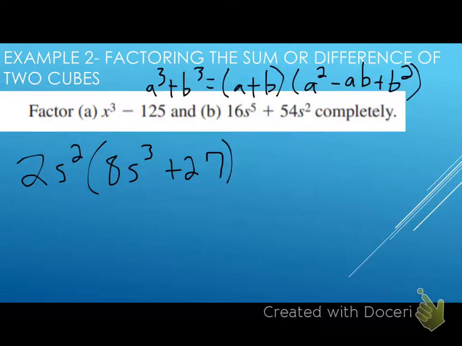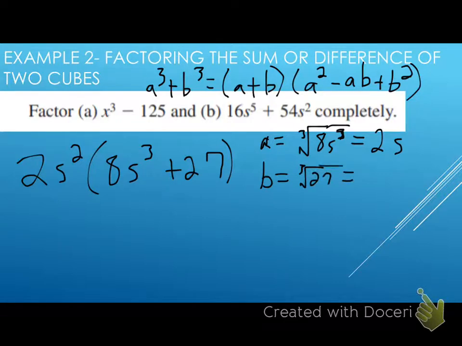How do I find my a value? Cube root of 8s cubed. What would that give me? 2s. So my a value is 2s. How do I find my b value? Cube root of 27. What does that give me? 3. So my b value is 3.